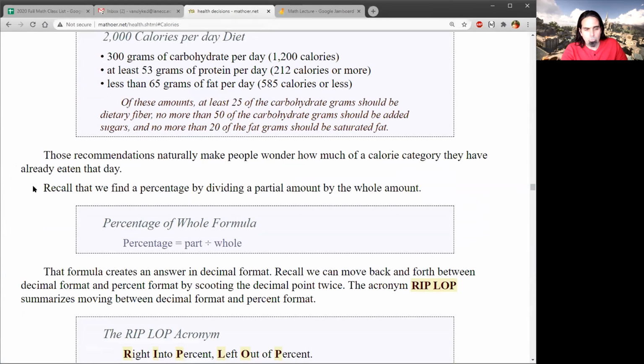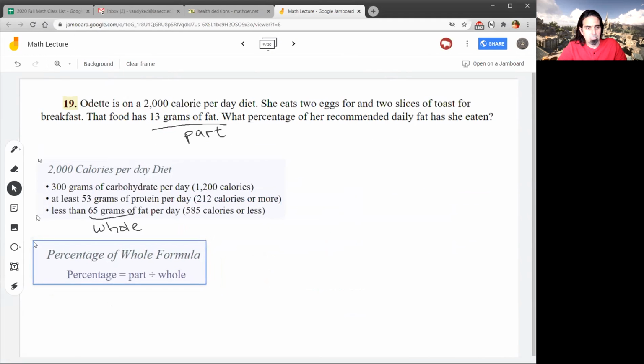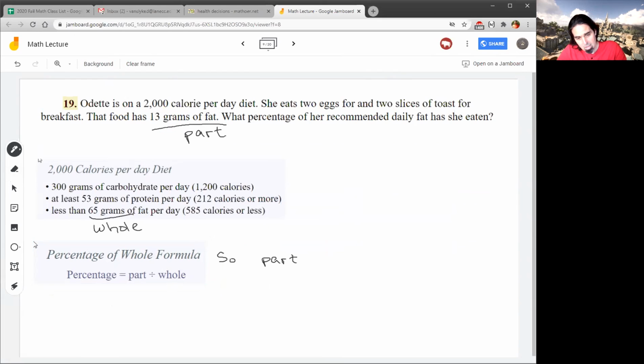Then we had, how do you find a percentage? Part divided by whole. And we get 0.2.